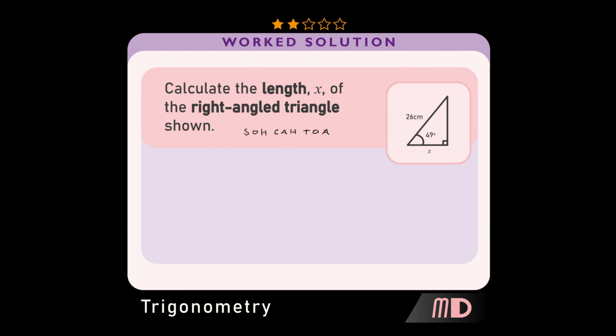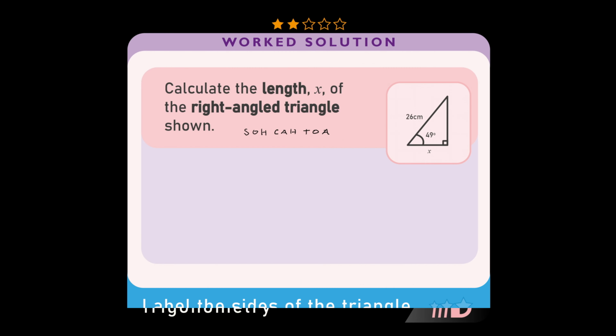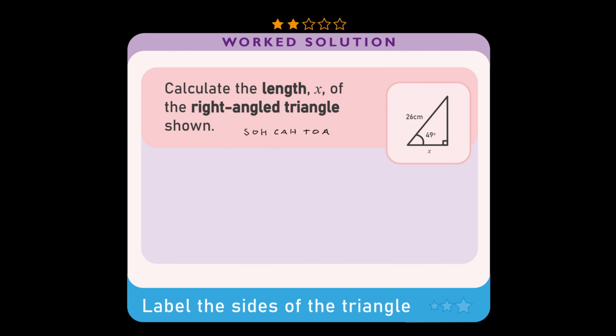Answering this question is a four-step process. First, we need to label the hypotenuse, opposite, and adjacent sides before deciding which trigonometric ratio to apply. Then, after substituting the values we've been given, calculate the length of the side x. To begin, we need to label the sides of the triangle given to us. And this triangle has an acute angle measuring 49 degrees and a side of length 26 centimeters.